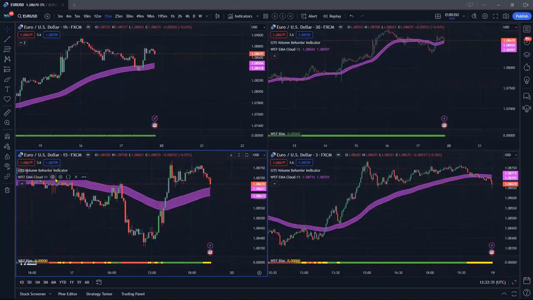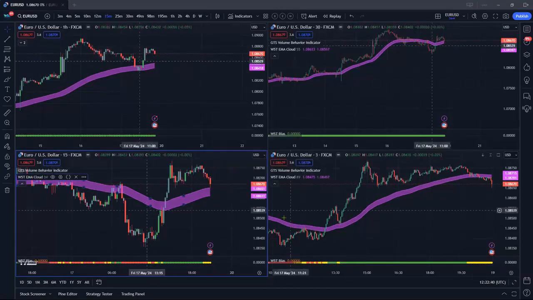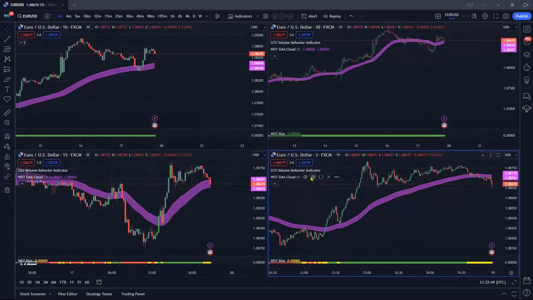So just going to adjust that here. So very adjustable, 34. Okay, and then a 3-minute, more like 21.